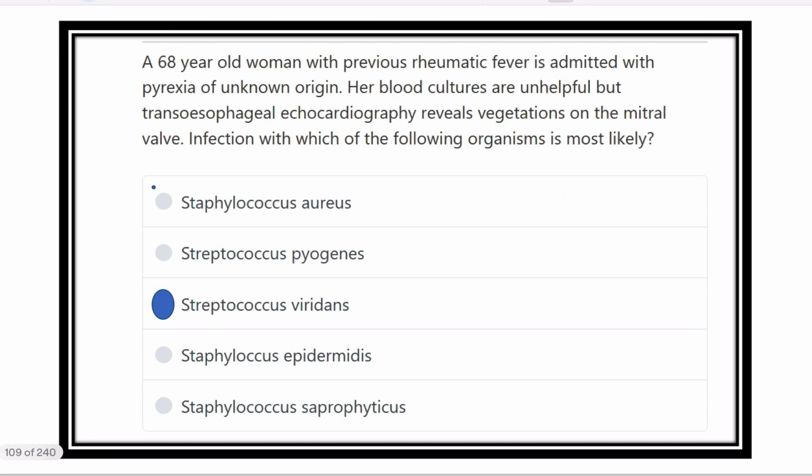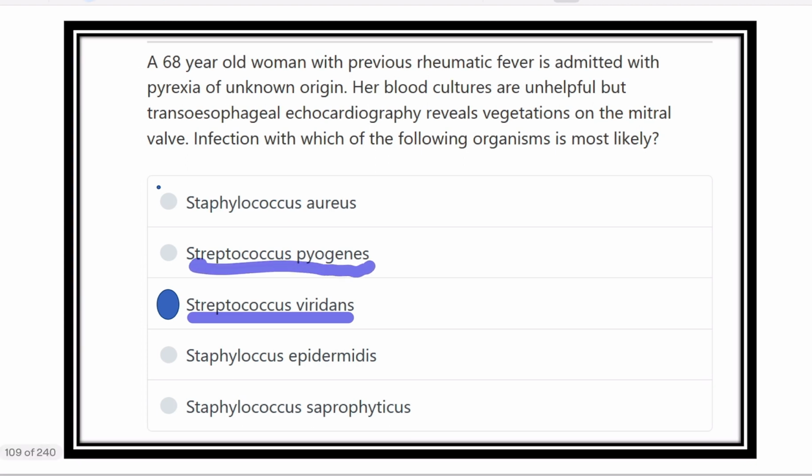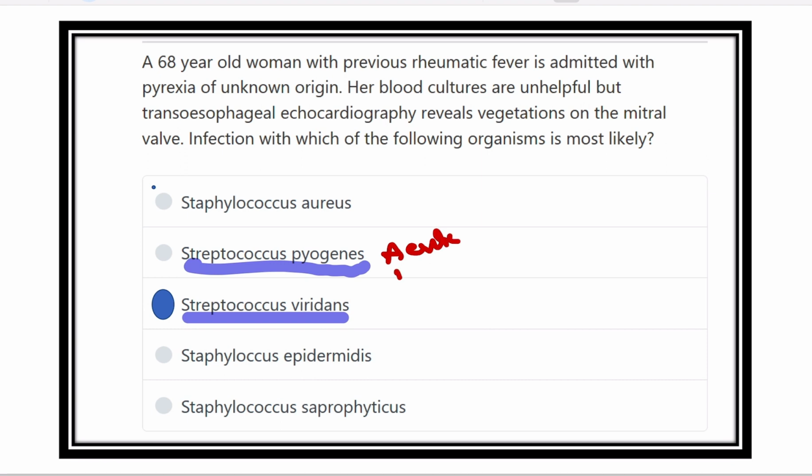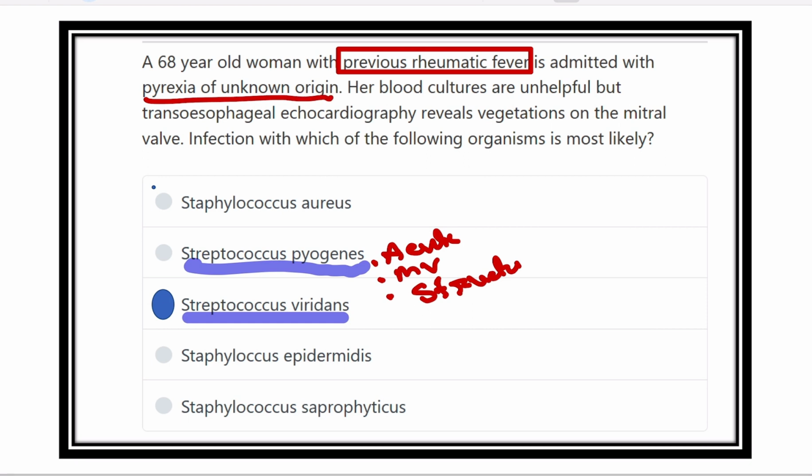So I think it is very clear that our answer is Streptococcus viridans. Why not Streptococcus pyogenes? Because Streptococcus pyogenes causes acute infection of the mitral heart valve, and it causes the structural damage. But after a longer period of time, that means the rheumatic fever was present a few years ago, a long time back, and now the heart valve is newly infected, the organism is Streptococcus viridans, not Streptococcus pyogenes.